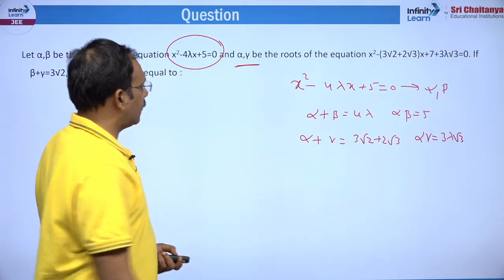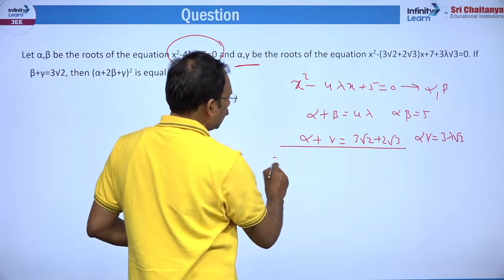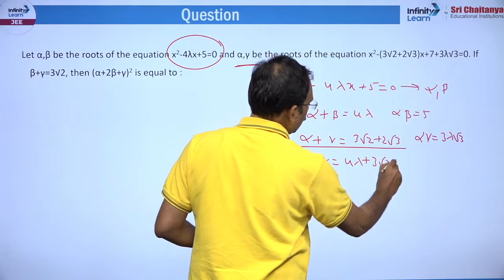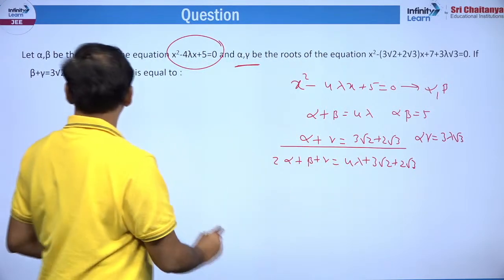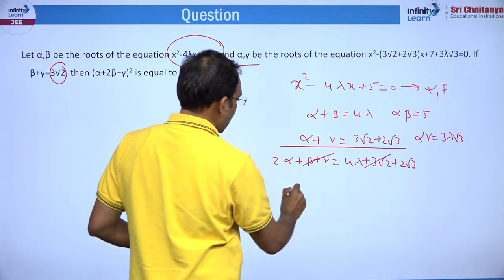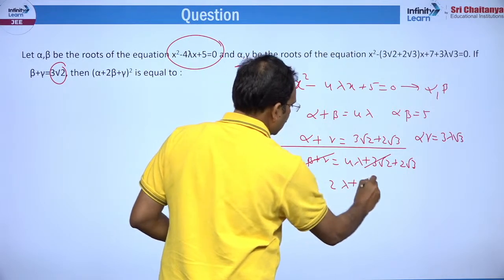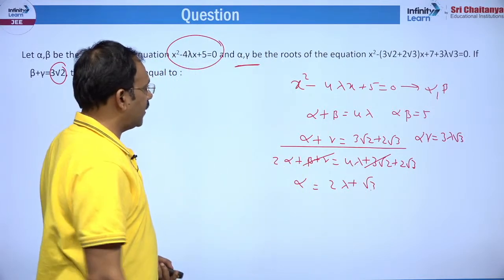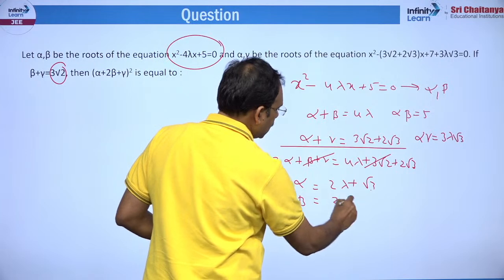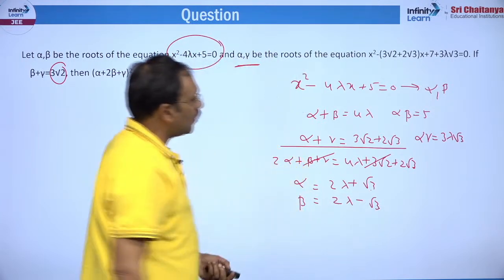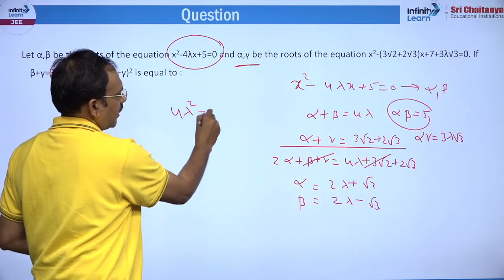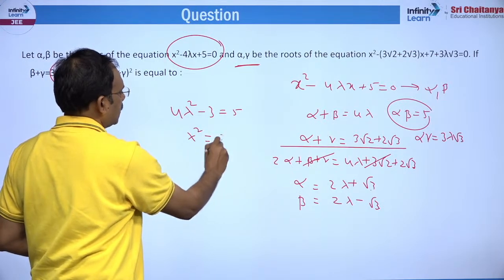Fine. Now my dear friends, if you add these two, 2 alpha plus beta plus gamma is 4 lambda plus 3 root 2 plus 2 root 3. Beta plus gamma is already given as 3 root 2, so that can be cancelled. So alpha is 2 lambda plus root 3. In the same way, my dear friends, beta is nothing but 4 lambda minus this, which is 2 lambda minus root 3. But you are given alpha beta is 5. So the product of these two, 4 lambda square minus 3, is equal to 5, lambda square is equal to 2.